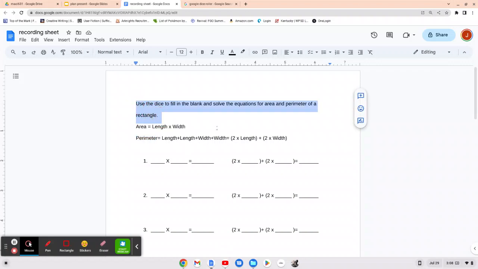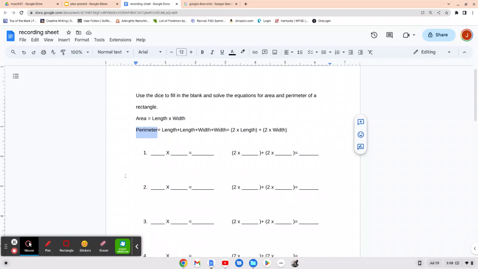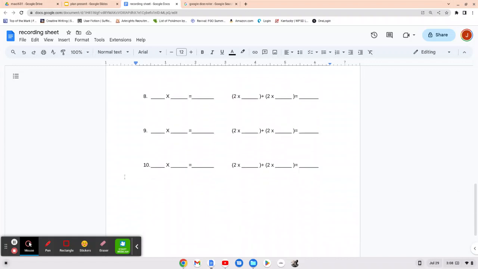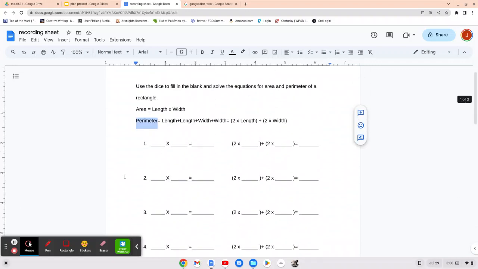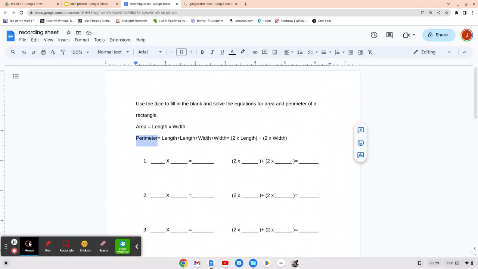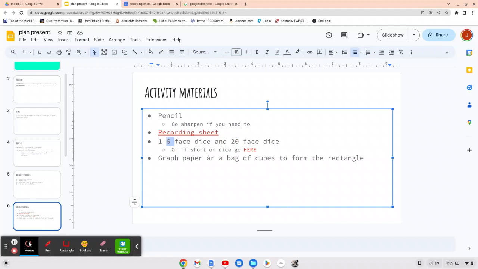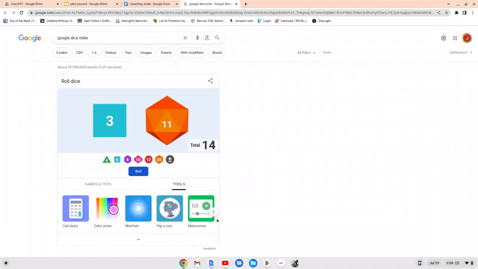Use the dice to fill in the blanks, solve the equation for area, then perimeter, then the area formula and perimeter formula, then 10 problems with the basic setup for area and perimeter. You need at least one 6-sided die and one 20-sided die. If you are short on dice, Google has a dice roller, so all they would really need is their device.